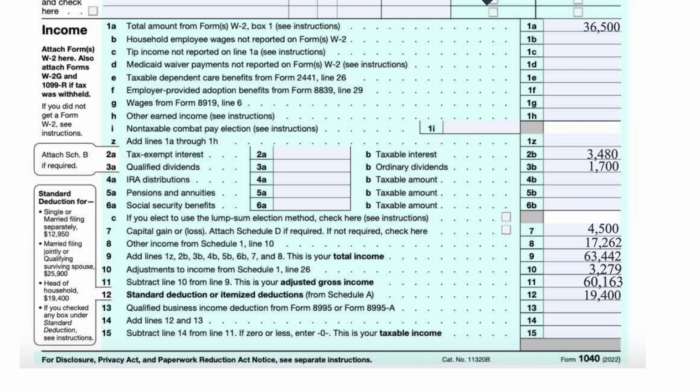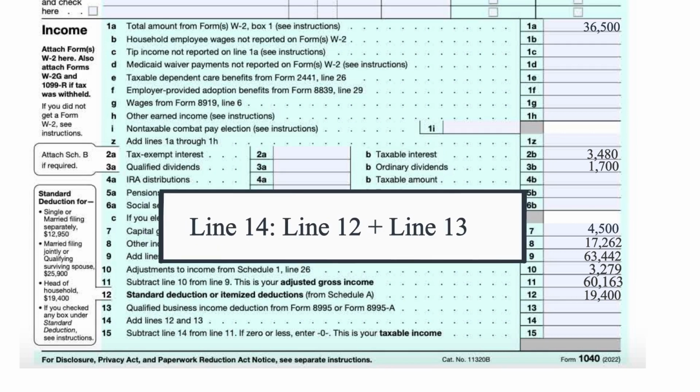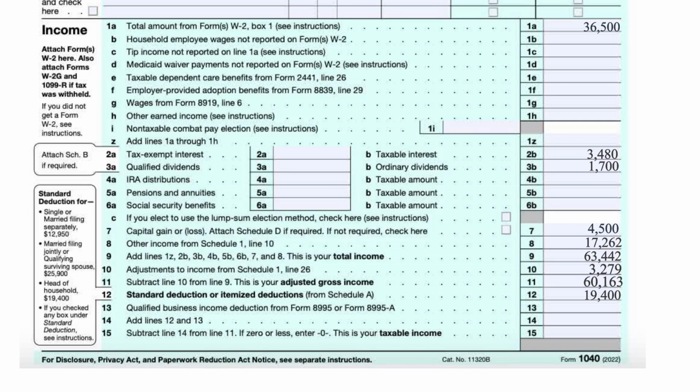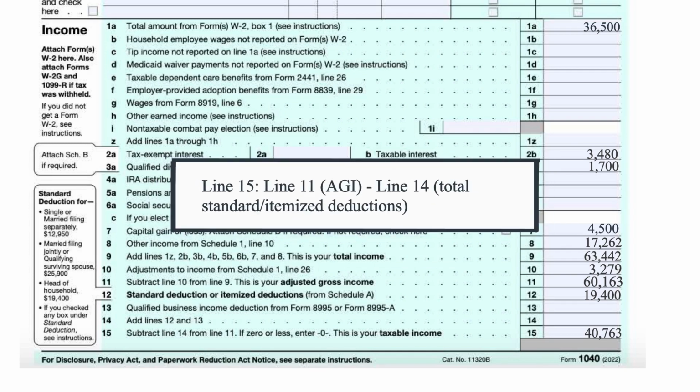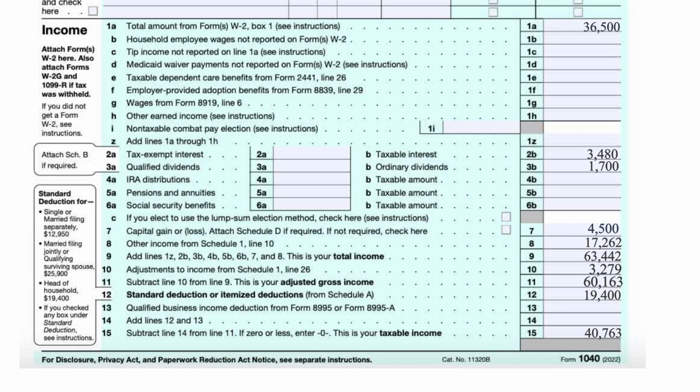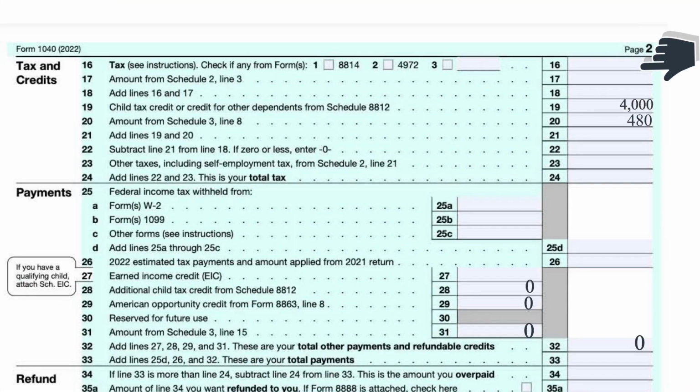Line 14 is for adding line 12, the taxpayer's total itemized or standard deduction, plus line 13, which was the qualified business deduction. Line 15 is for subtracting line 14, the taxpayer's total deductions, from line 11, the taxpayer's total AGI. Line 16 is for entering tax.